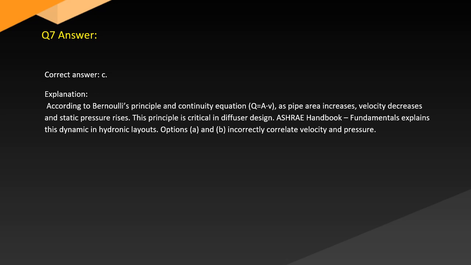Answer. Correct answer: C. Explanation. According to Bernoulli's principle and the continuity equation, Q equals A times V. As pipe area increases, velocity decreases and static pressure rises. This principle is critical in diffuser design. The ASHRAE Handbook Fundamentals explains this dynamic in hydronic layouts. Options A and B incorrectly correlate velocity and pressure.